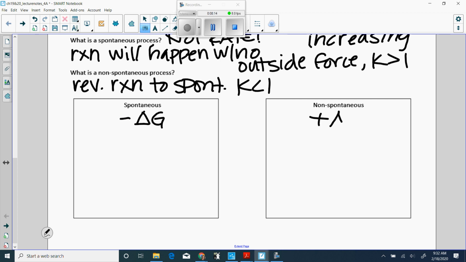G stands for Gibbs free energy. Gibbs is a guy. If it's a negative delta G, that means it's going to be spontaneous. It's going to happen. The K is greater than 1. That means the kids got to party. And it also means that heat was released from the system. I did not have to put heat in to get it to go.